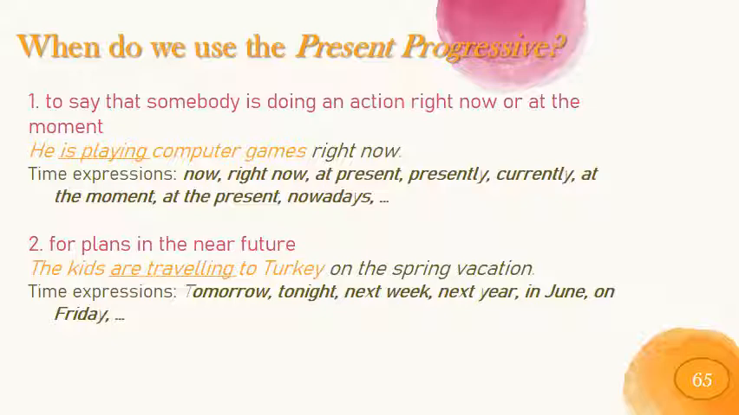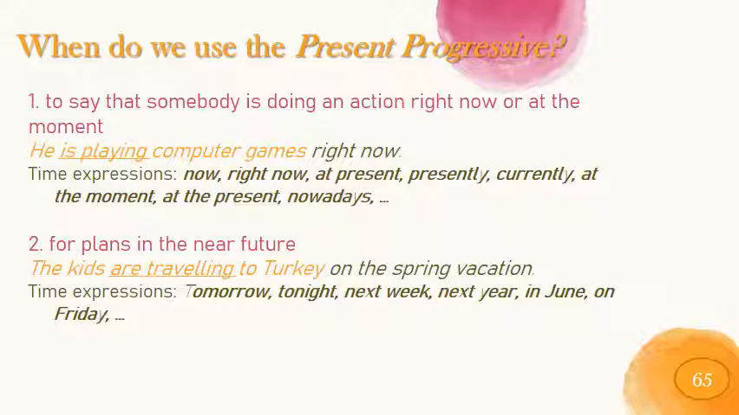Two, when do we use the present progressive? For plans in the near future. So if you have planned to do something in the very near future, you can use the present progressive or the present continuous to express this action. Example, the kids are traveling to Turkey on the spring vacation. So they plan to travel to Turkey on the spring vacation and it will happen in the near future. So we can use the present progressive.